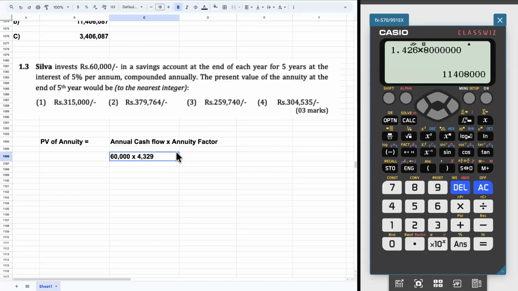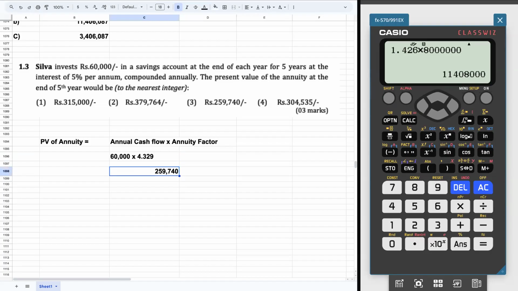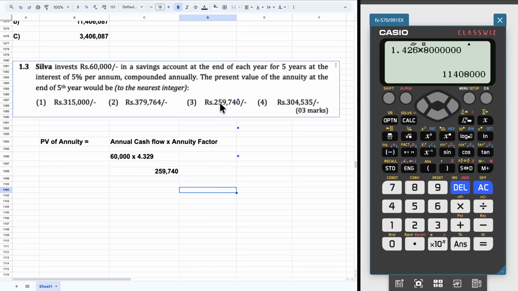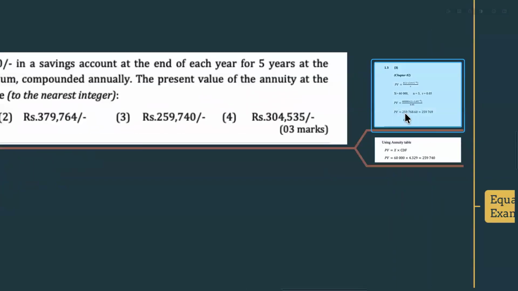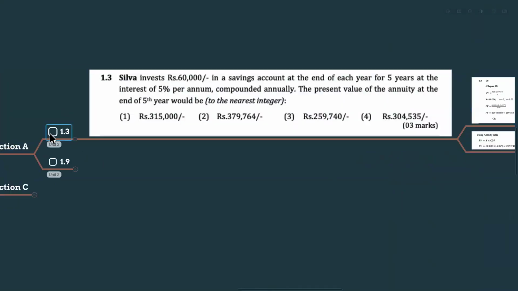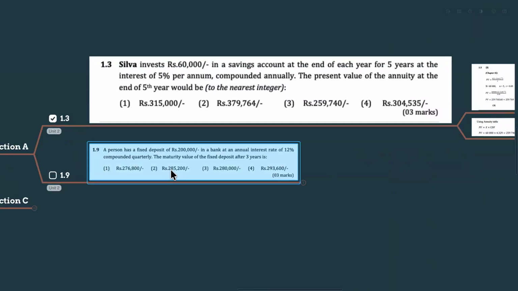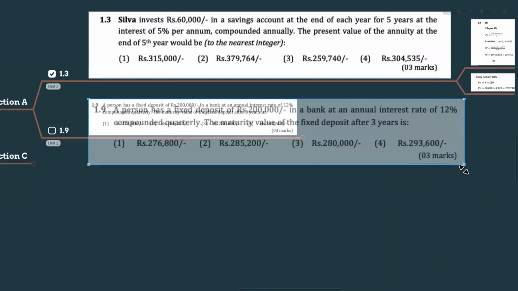Right? Check the answer. 4.329 times 60,000 will give you 2,59,740. Right? So the third one is the answer. Otherwise, you can use the formula. Right? The third one is the answer. If you use the formula also, you are going to have the same answer.